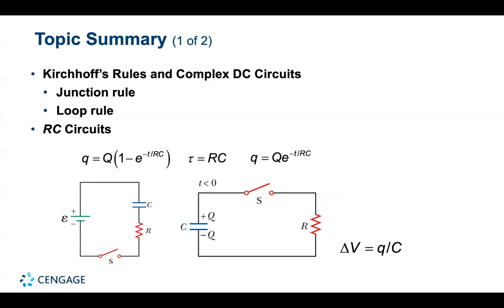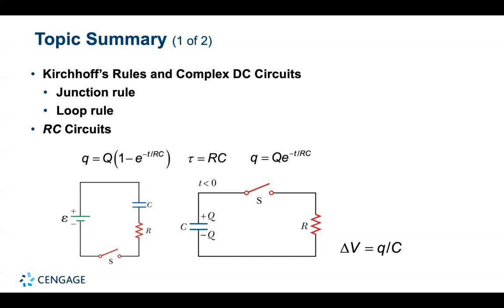The first one is the sum of the currents entering any junction must equal the sum of the currents leaving that junction. And number two, the sum of the potential differences across all the elements around any closed loop must be zero. The first rule, called the junction rule, is a statement of conservation of charge. The second rule, called the loop rule, is a statement of conservation of energy. Solving problems involves using these rules to generate as many equations as there are unknown currents. The equations can be solved simultaneously.